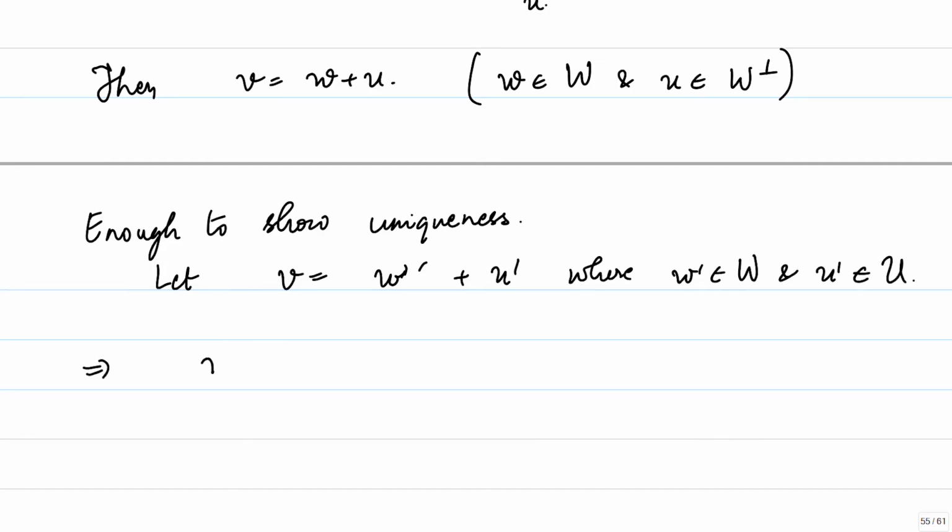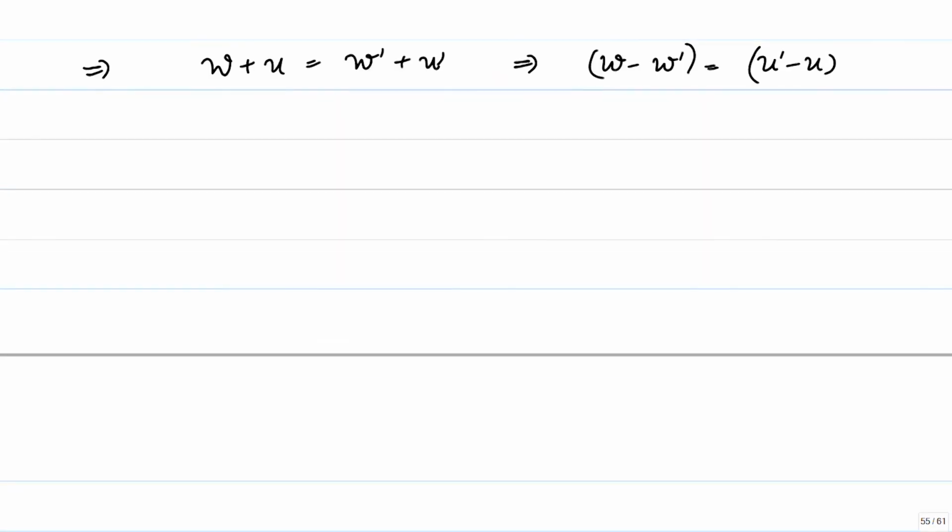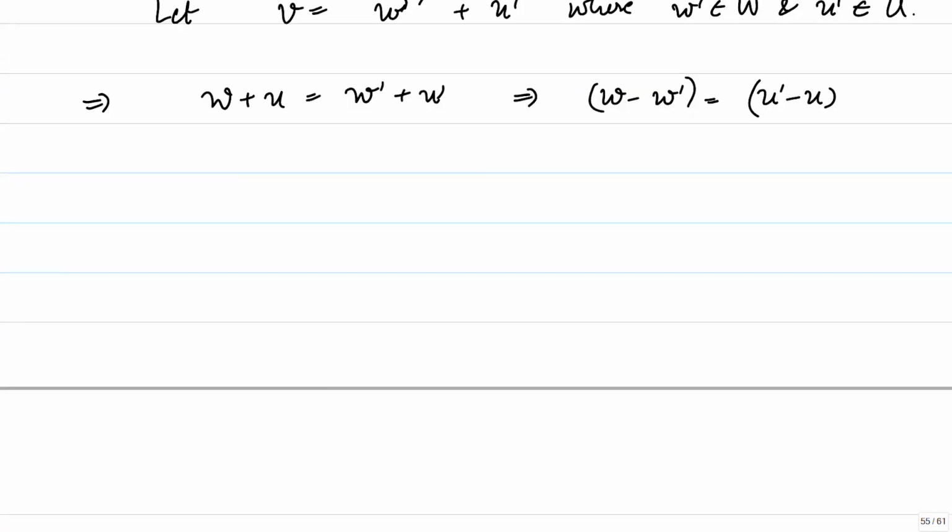That means w plus u is equal to w prime plus u prime, or this implies that w minus w prime is equal to u prime minus u. But what is written on the left hand side here is a vector in W, and what is written on the right hand side is in the orthogonal complement of W. So w minus w prime belongs to capital W, and u minus u prime belongs to the orthogonal complement of W. And we know that two orthogonal subspaces intersect only in the 0 vector.